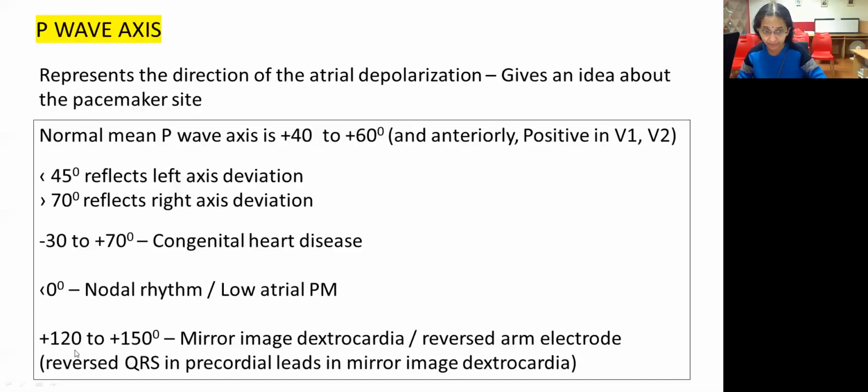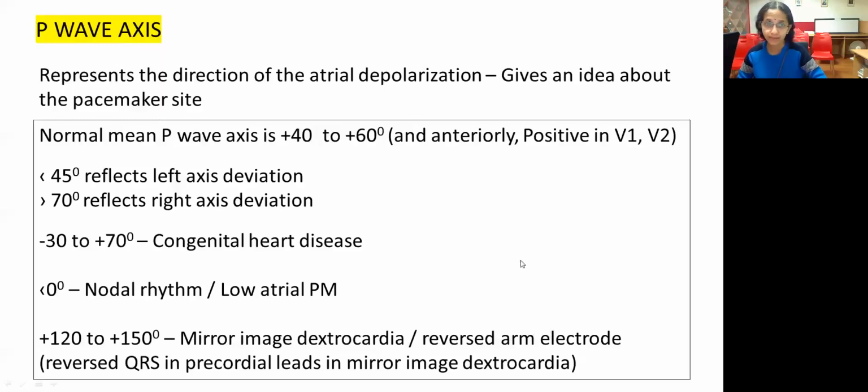Remember that if you have a P wave axis which is rightward and downwards, what you see here in these numbers, it can also happen if your arm electrodes are reversed. And how do I differentiate that? I can differentiate between atrial situs inversus and reversed arm electrodes using the precordial leads. In the precordial leads, I will have a reverse QRS pattern in the mirror image dextrocardia, whereas in the arm leads reversal, I will not have a reverse QRS pattern in the precordial leads.